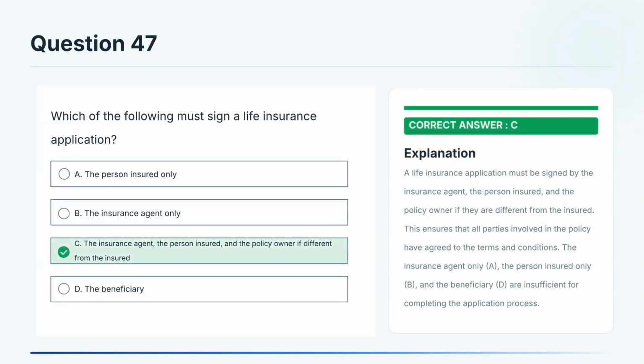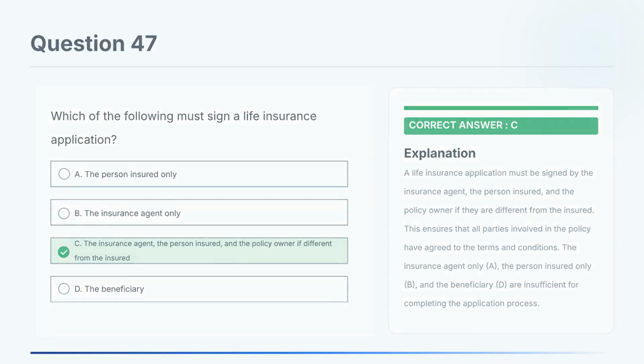The answer is C. The insurance agent, the person insured, and the policy owner if different from the insured. A life insurance application must be signed by the insurance agent, the person insured, and the policy owner if they are different from the insured. This ensures that all parties involved in the policy have agreed to the terms and conditions. The insurance agent only, A, the person insured only, B, and the beneficiary, D, are insufficient for completing the application process.